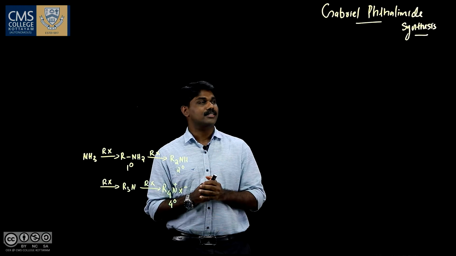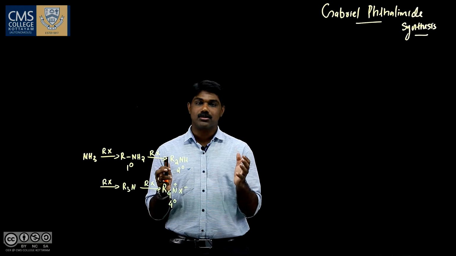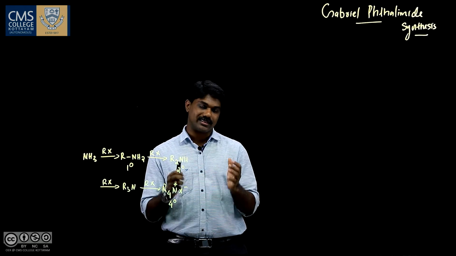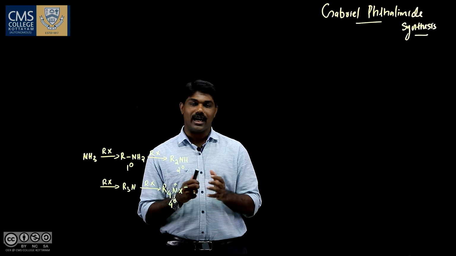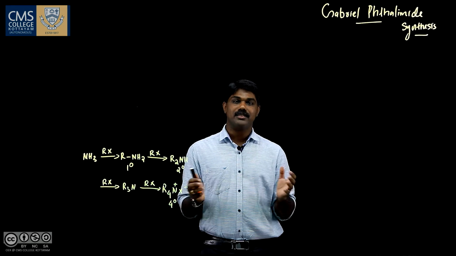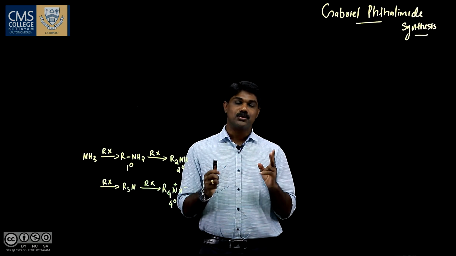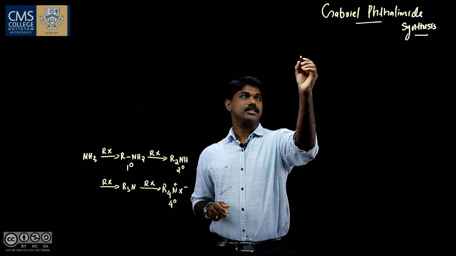Here comes the synthetic importance of Gabriel-Phthalimide synthesis. He also took the ammonia molecule as the starting material, but he did not alkylate this ammonia directly. Instead, he trapped this ammonia molecule in between two carboxylic acid groups. I will show you the reactions.